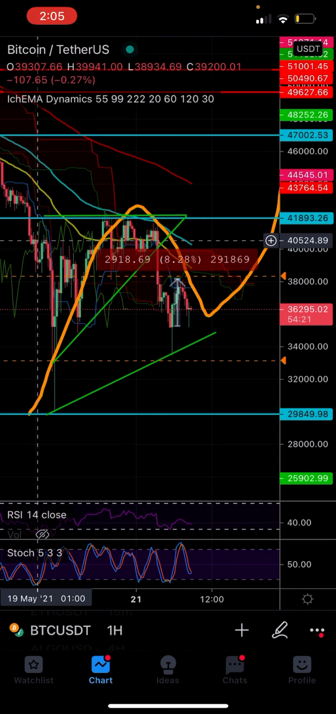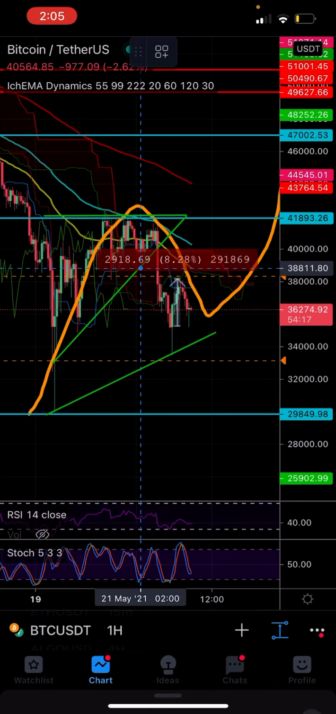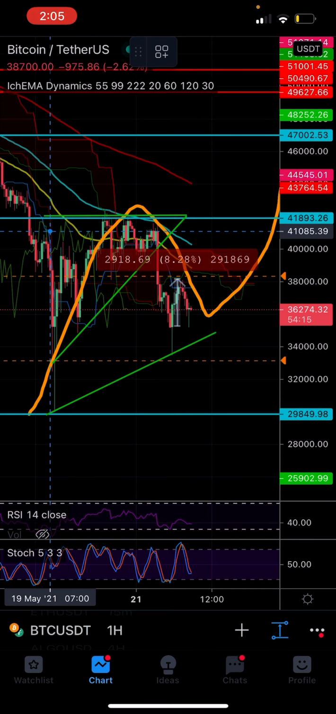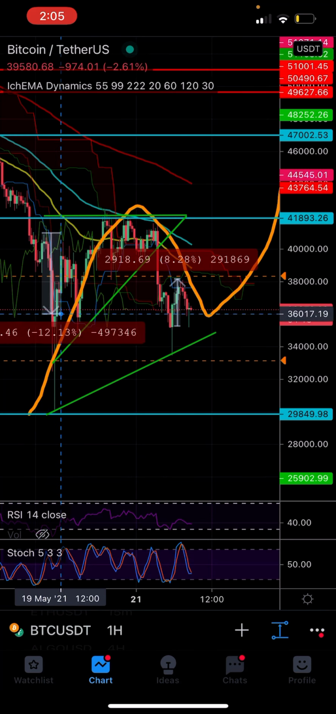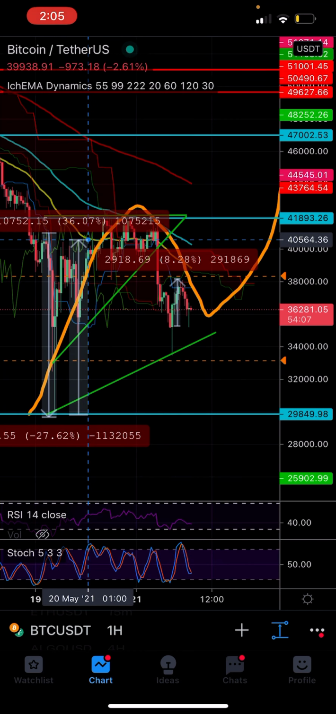Now, to have a move like this, a big dump down, take a look at this. If I use the price tool and go just from the last leg down, that last red structure down to the bottom, it's a 30% dump, right? Immediately followed by a 36% recovery pump.